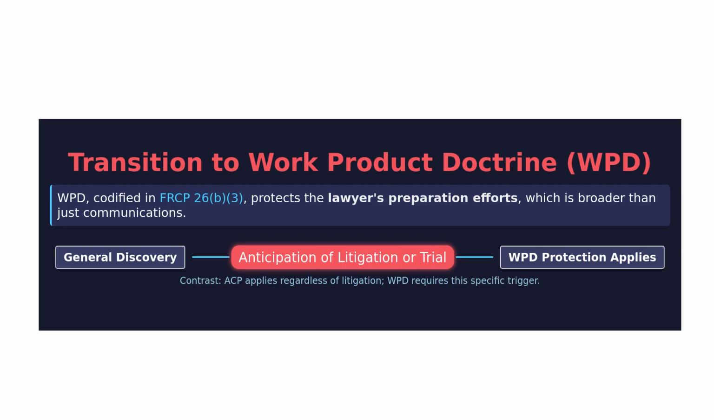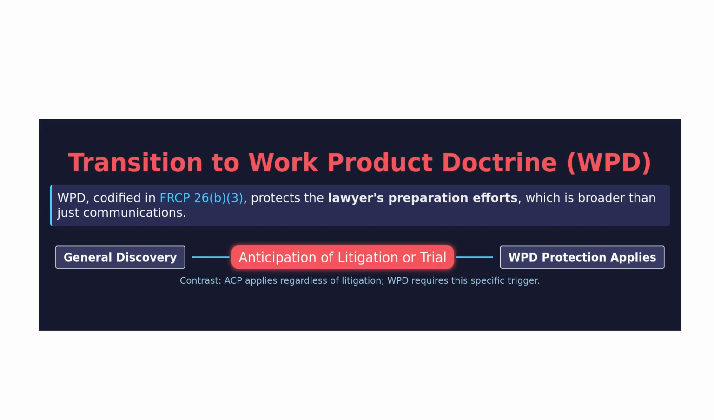Now, we pivot to a distinct but related concept: the work-product doctrine. While the attorney-client privilege protects confidential communications, the work-product doctrine, codified in Federal Rule of Civil Procedure 26(b)(3), serves a broader purpose. It shields materials prepared by a lawyer or their agents in anticipation of litigation or for trial. This protection is focused on the lawyer's preparatory efforts, strategic thinking, and investigation, rather than solely on confidential client communications.